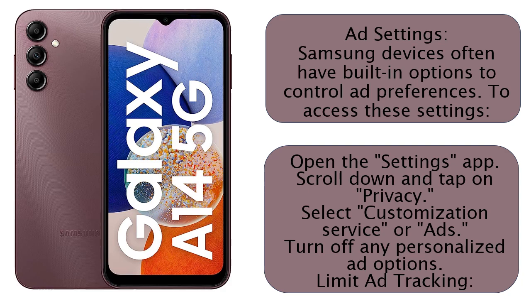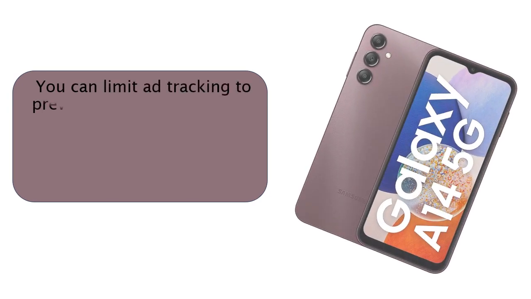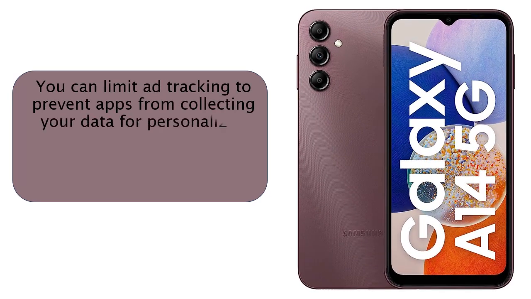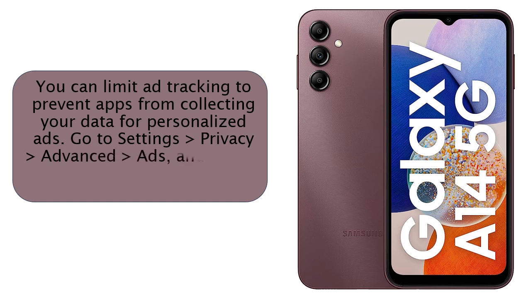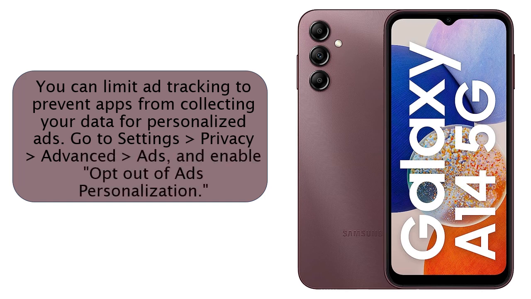Limit ad tracking. You can limit ad tracking to prevent apps from collecting your data for personalized ads. Go to Settings, Privacy, Advanced, Ads, and enable Opt out of Ads Personalization.